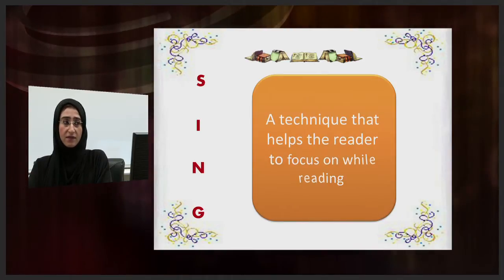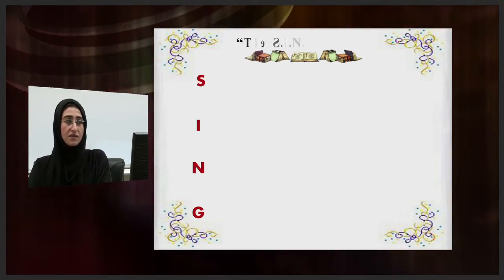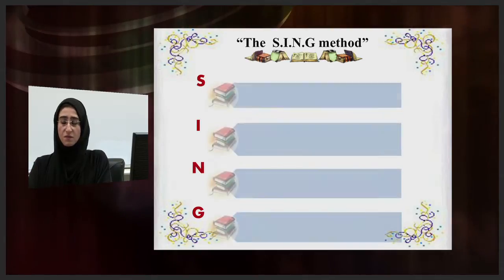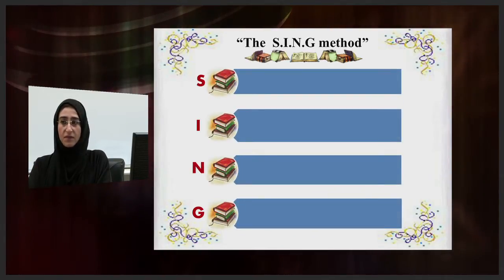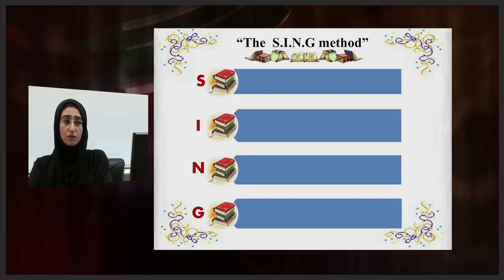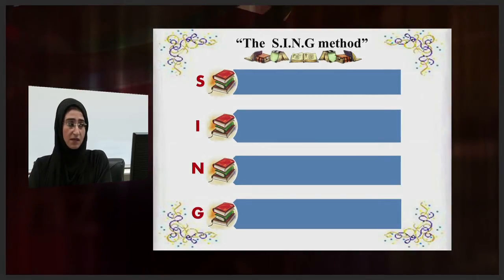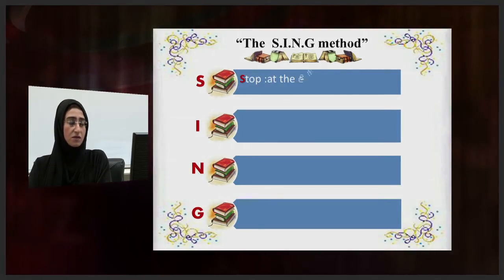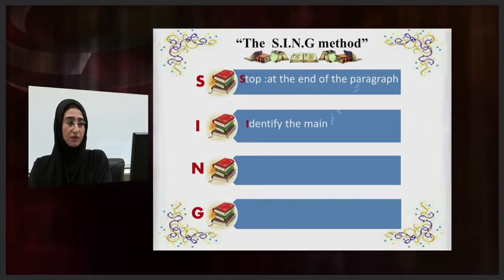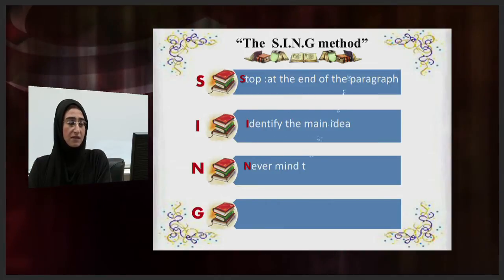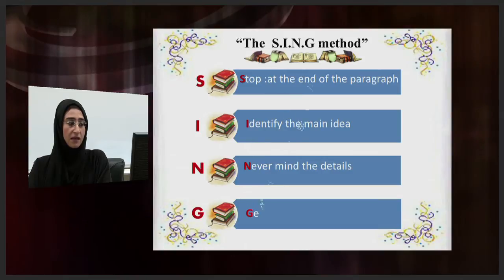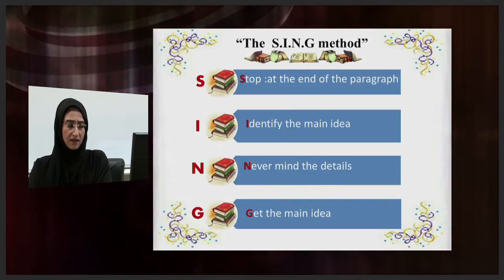and this technique is called the SING method. This method is an acronym that we use to describe the reading process. First, stop, and at the end of the reading paragraph, identify the main idea. Never mind the details and get the main idea. That means we have to focus on the general first. No need to waste our time on every single word.